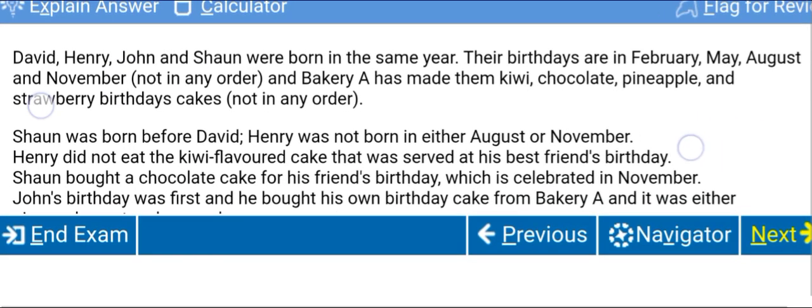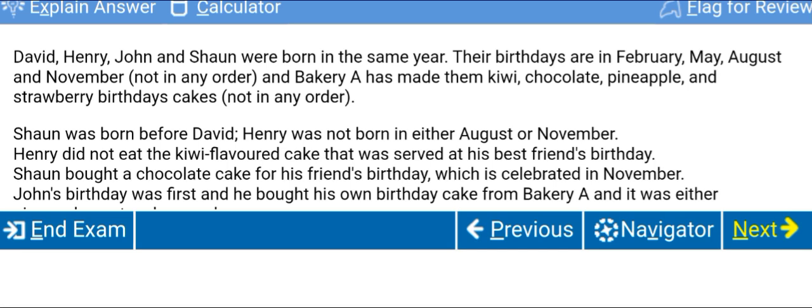Next we have that David, Henry, John and Sean were born in the same year. Their birthdays are in February, May, August and November, not in any order. And Bakery A has made them kiwi, chocolate, pineapple and strawberry birthday cakes, not in any order again.